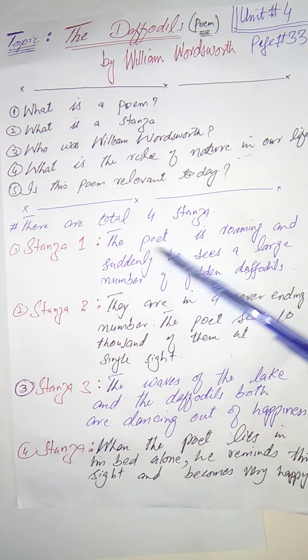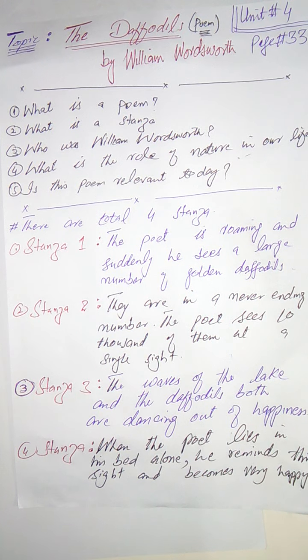In the first stanza, the poet is roaming here and there, and suddenly he sees a large number of golden daffodils. I wandered lonely as a cloud that floats on high over vales and hills, when all at once I saw a crowd, a host of golden daffodils. And he continues like that. A very beautiful line to be recited.